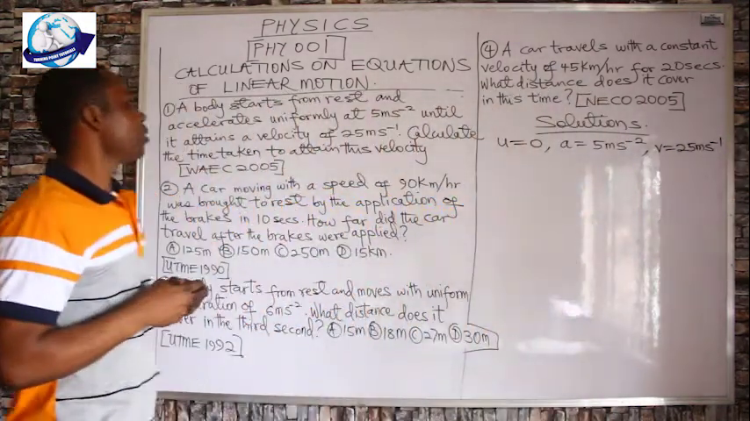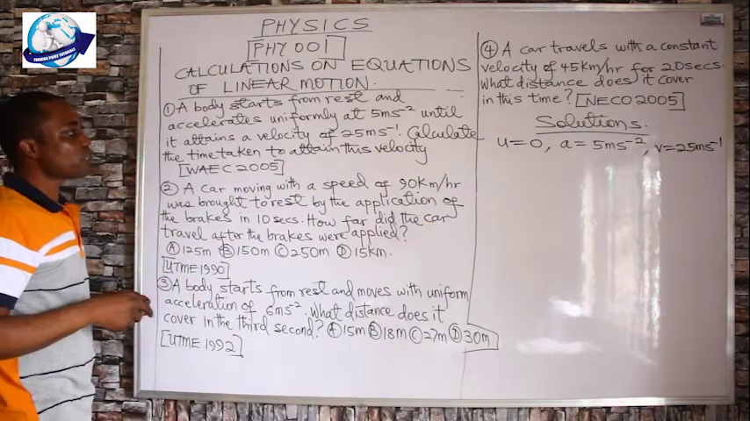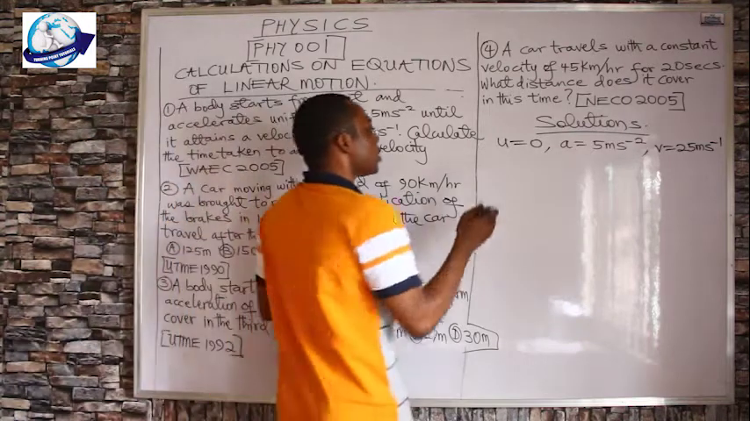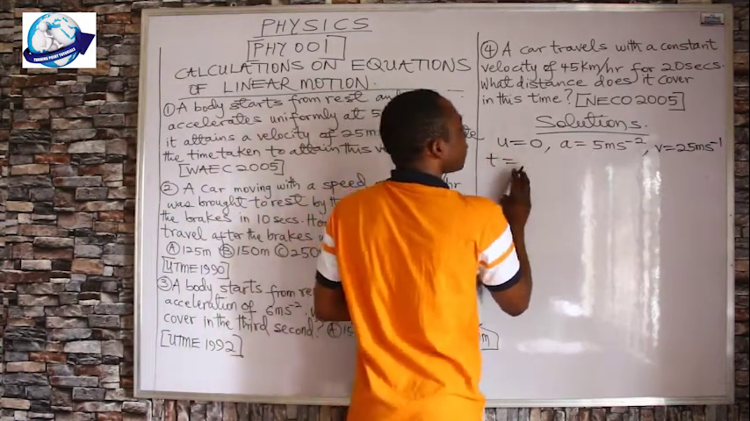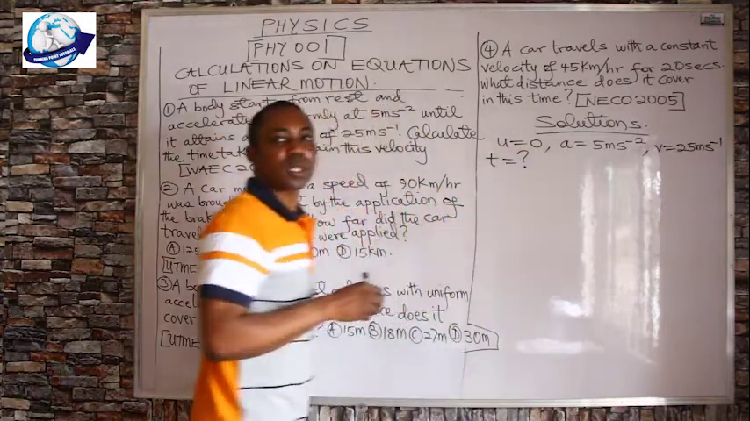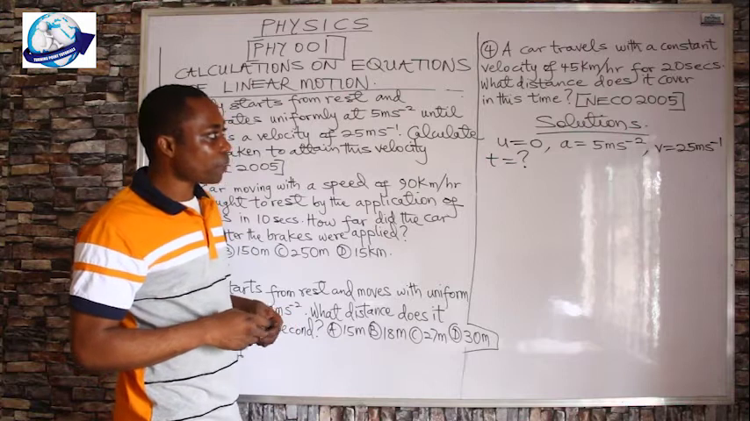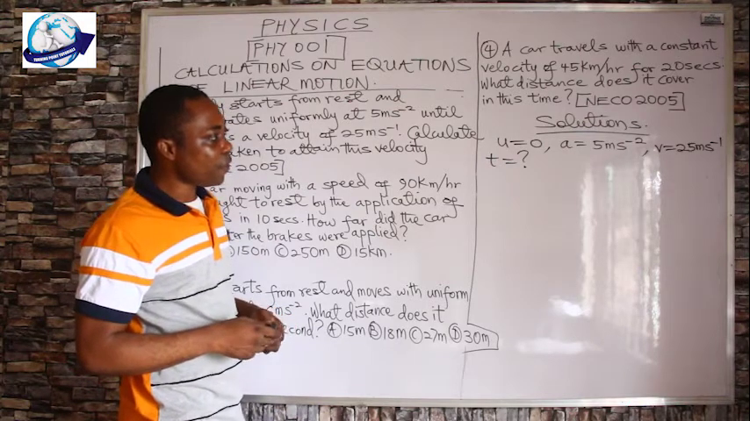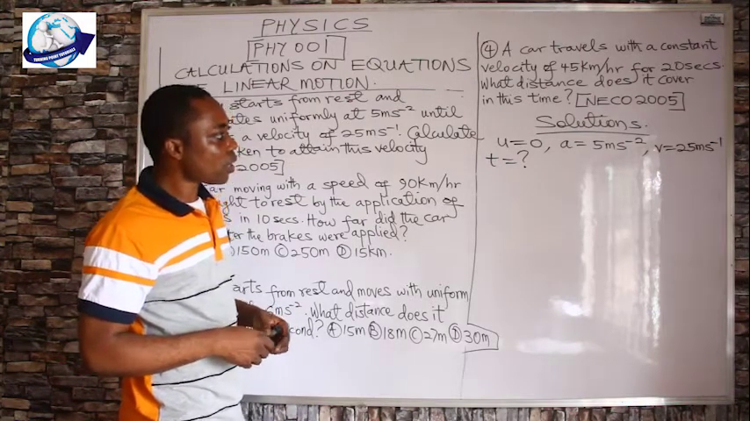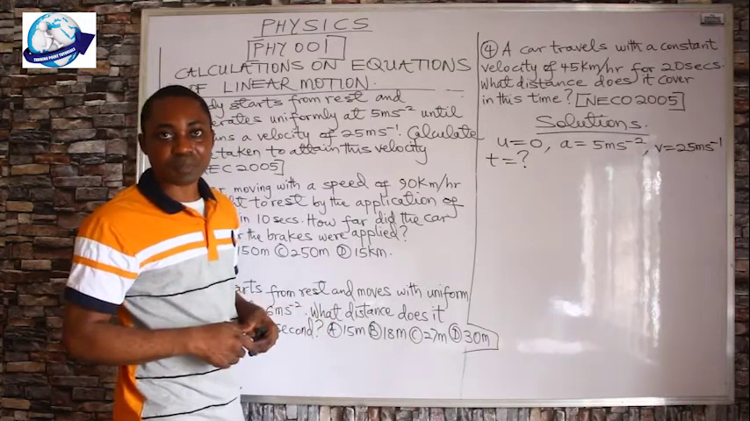Then look at it again here. Calculate the time taken to attain this velocity. What's the question now? The time taken. We don't know time t, so let's have a question mark there. u is equal to 0, a is equal to 5 meters per second squared, v is equal to 25 meters per second, and the time is the question now. What's the time?